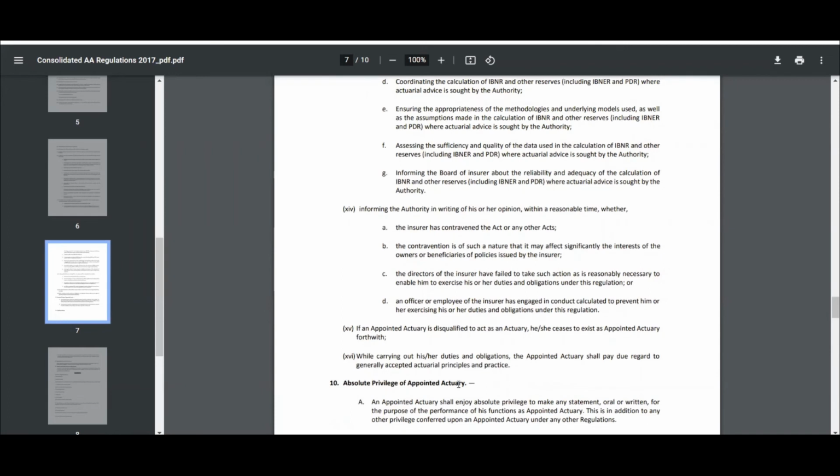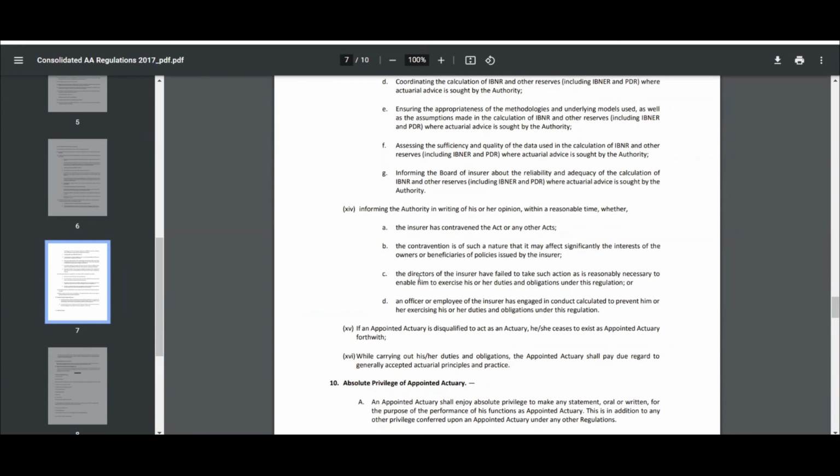if there is any contravention of the act or a number of acts by the management of the insurer, and the contravention is of such nature that it is detrimental to the interest of the policyholders who are the beneficiaries of policies, and also to the shareholders. And if any director of the insurer has failed to take such action so as to prevent the appointed actuary from discharging his or her duties or obligations, or an employee of the insurer has taken action so as to prevent the appointed actuary from exercising his duties or obligations. And obviously, if an appointed actuary ceases to be an actuary, then that person would not be an appointed actuary.